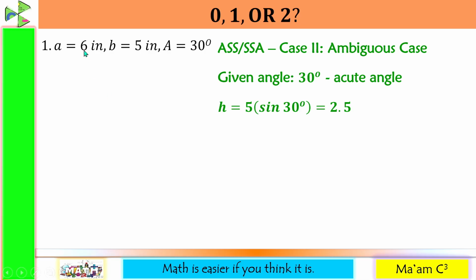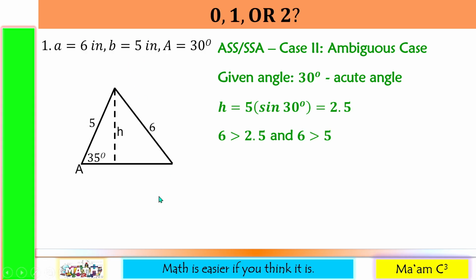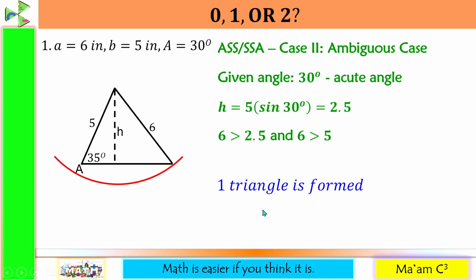The side is 6 and the height is 2.5, meaning 6 is greater than 2.5. And also 6 is greater than 5. So if I am going to construct my triangle, it would look like this. So the opposite side is 6 and it is greater than the height as well as the other side given. So there is one triangle formed.